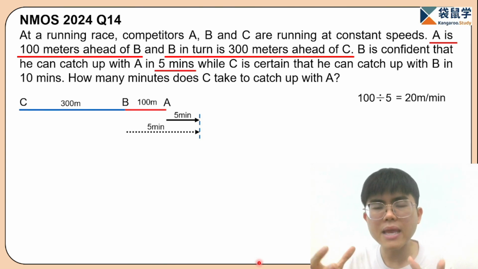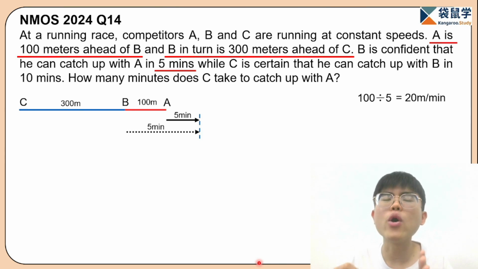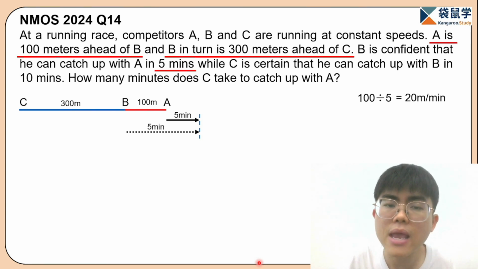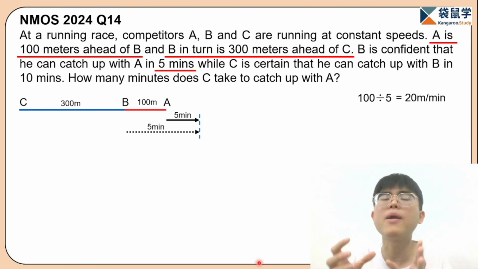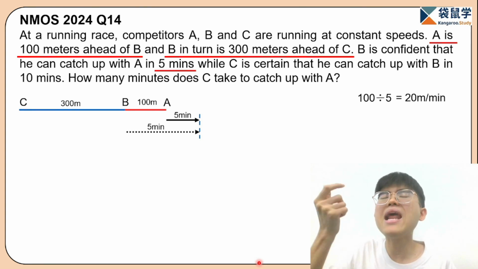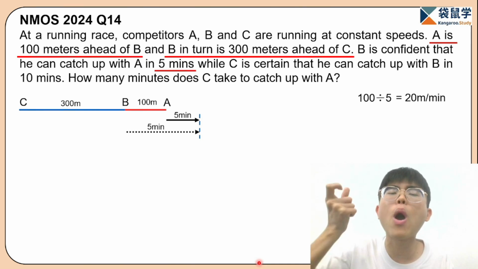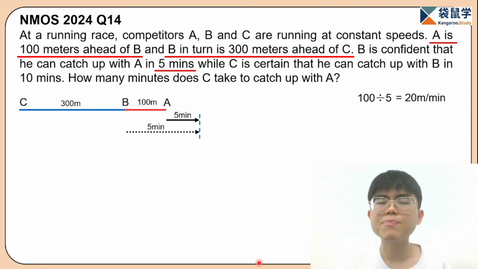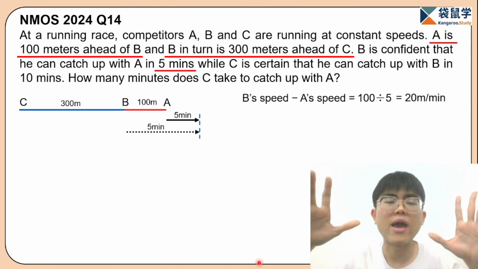But what is the meaning behind it? Actually, the 20 meters per minute right here is just how many meters per minute traveled by B, subtracted by how many meters per minute traveled by A. And how many meters per minute is actually what we call the speed. So at this point, we are just using the speed of B minus the speed of A.